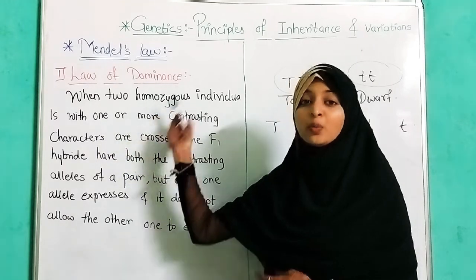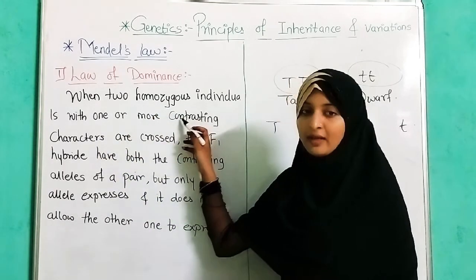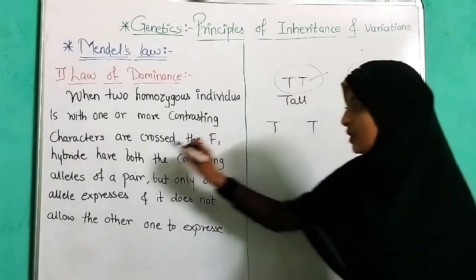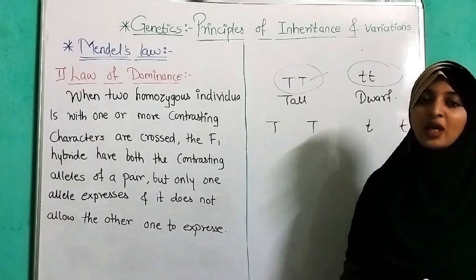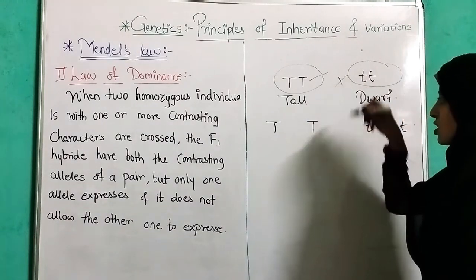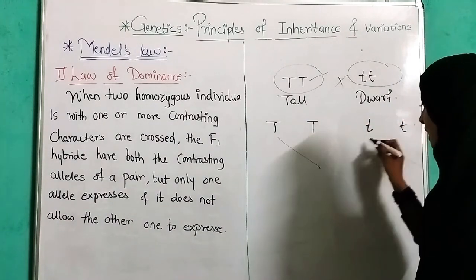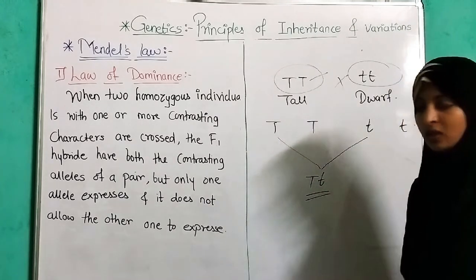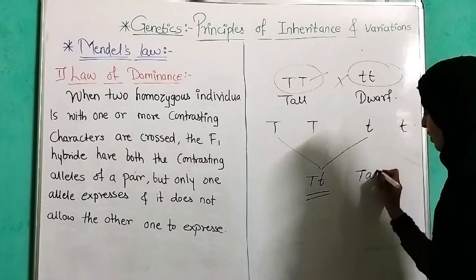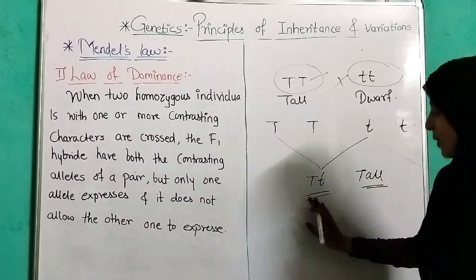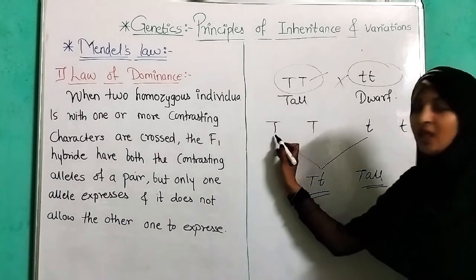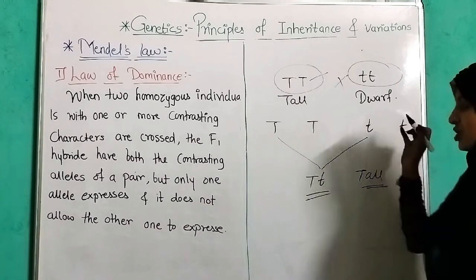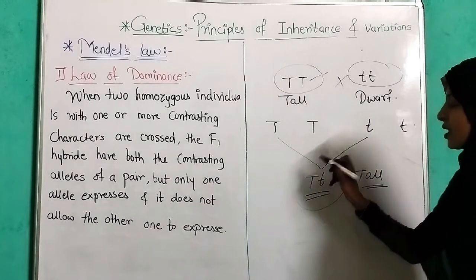So one or more contrasting characters when crossed, then the first hybrid has both the contrasting alleles. Means if we cross this contrasting character, capital T and small t becomes tall, means it is phenotypically tall. But now see the other condition, when homozygous tall crosses with homozygous dwarf, it forms a heterozygous tall.